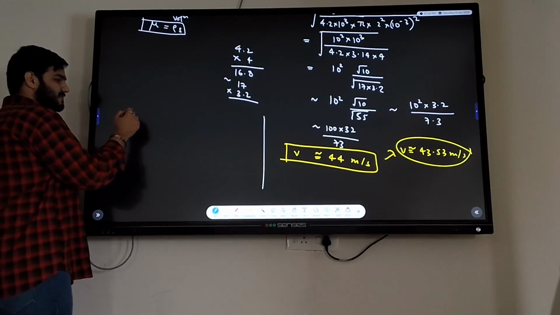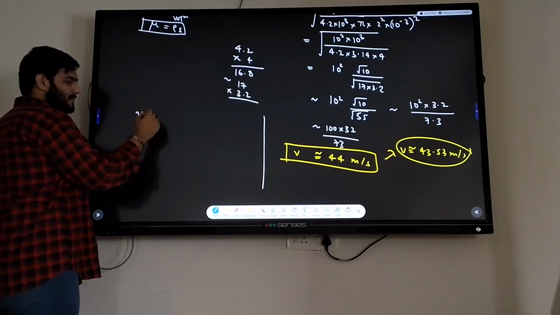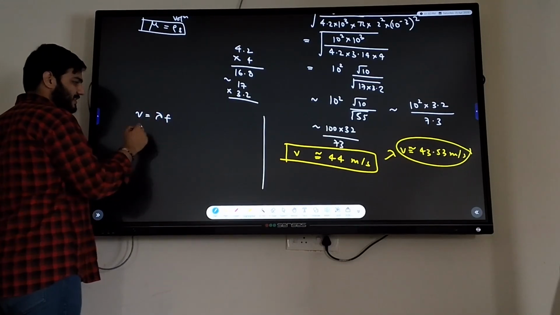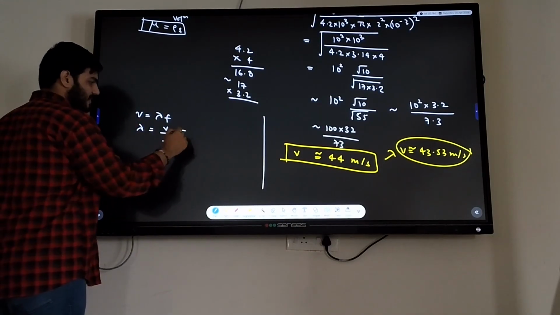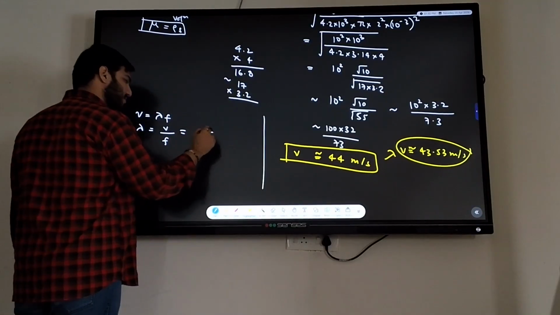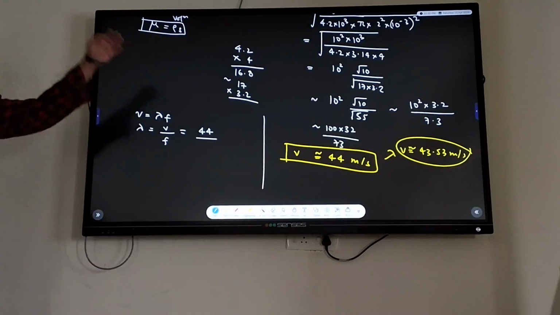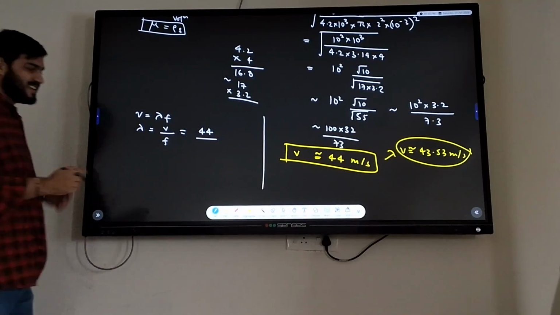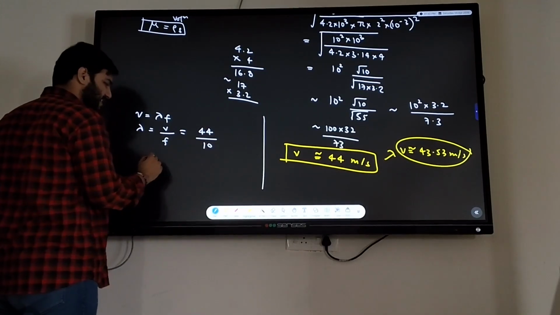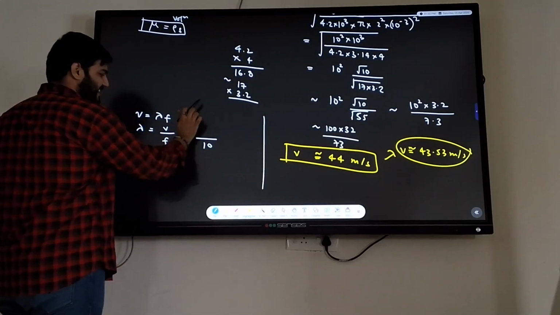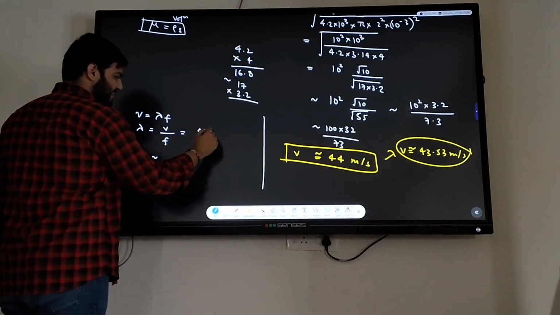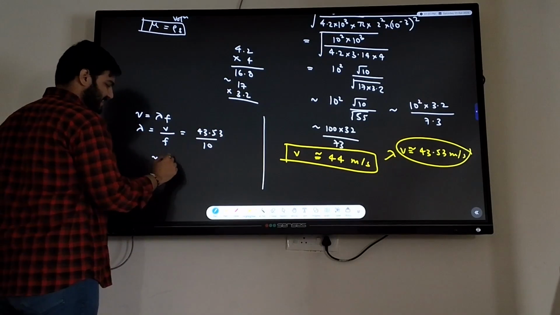What is B equal to lambda F? Then lambda equal to B by F. What is B? 44 मान लो. What is F? F कितना दिया है? 10. 10. इसको 4.4 हो गया? अच्छा चलो गया अच्छा वाली बात 4.35.